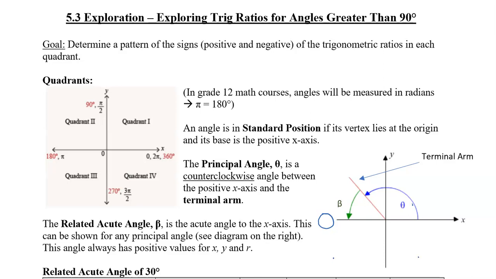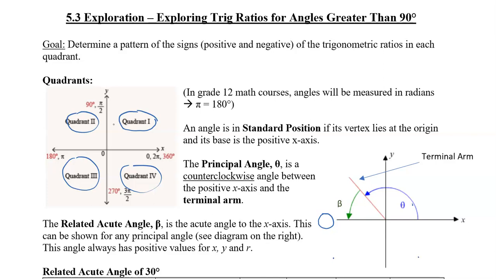Our goal is to determine a pattern of the positive and negative signs of trigonometric ratios in each quadrant. This is quadrant 1 here, and then quadrant 2, quadrant 3, quadrant 4. What are sine, cosine, and tangent? Are they positive, and is sine always positive in a certain quadrant? Is cosine always positive in a certain quadrant? Is tan always positive in a certain quadrant? So we're going to see what quadrant they are consistently positive in, and what quadrant they are consistently negative in. That's the goal of what we're trying to do.